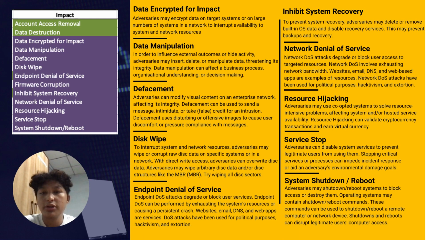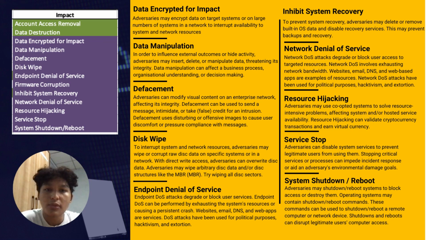For this part, I will be talking to you about the impact based on the terms highlighted in purple. So the first one is data encrypted for impact. Adversaries may encrypt data on a target system or on large numbers of systems in a network to interrupt availability to system and network resources. The second one will be data manipulation. In order to influence external outcomes of high activity, adversaries may insert, delete, or manipulate data, threatening its integrity. Data manipulation can affect a business process, organizational understanding, or decision making.